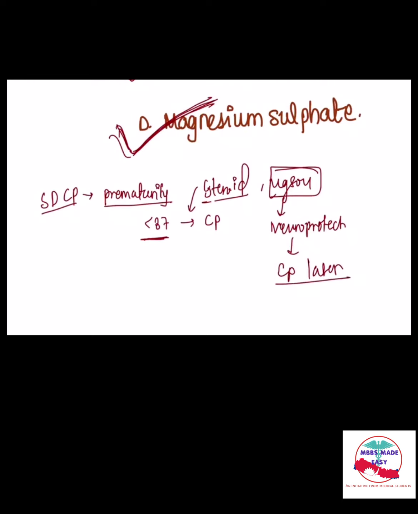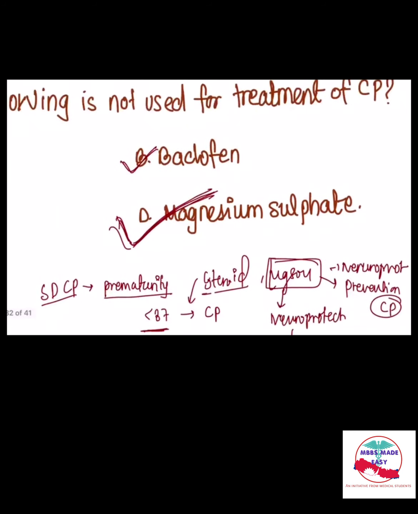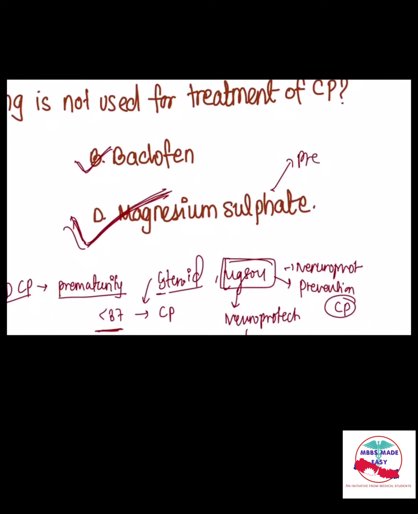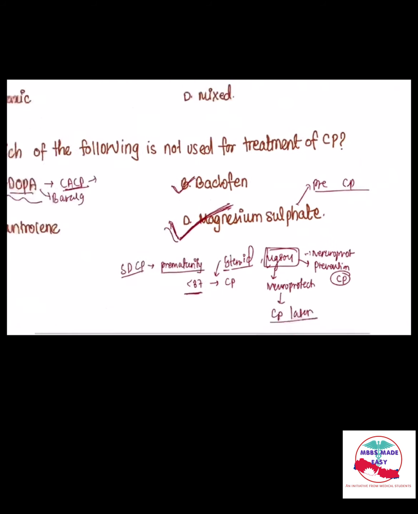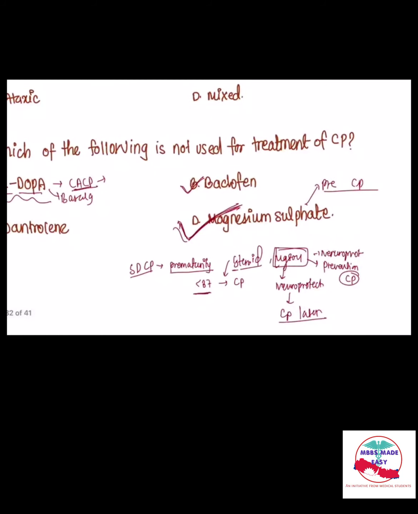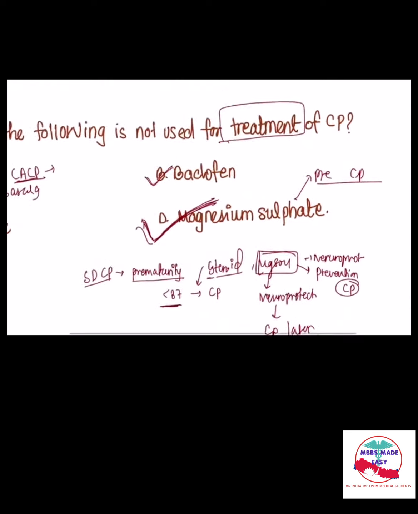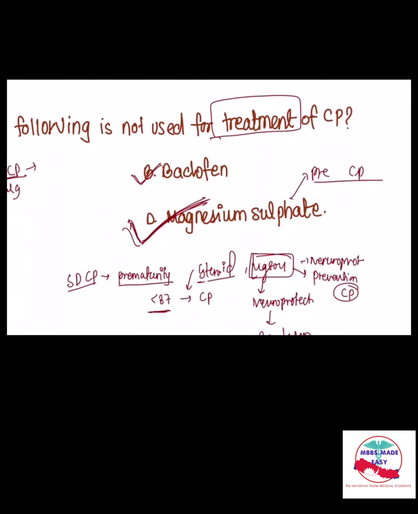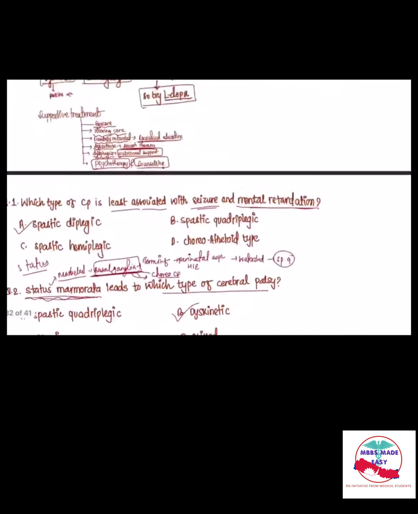So magnesium sulfate has neuroprotective ability, and hence magnesium sulfate is used for prevention of cerebral palsy. So please remember this fact, magnesium sulfate is used for prevention of cerebral palsy. But then again, the question is which of the following is not used for treatment of cerebral palsy? Magnesium sulfate cannot be used for treatment of cerebral palsy. It can only be used for prevention of cerebral palsy. And with this, our topic of cerebral palsy is finished. Thank you.